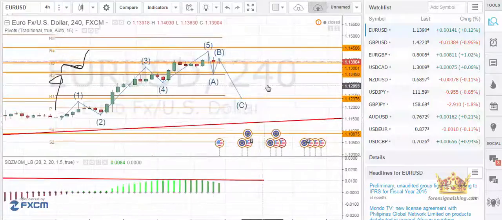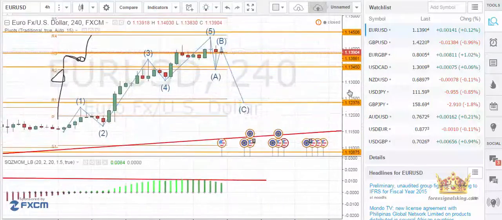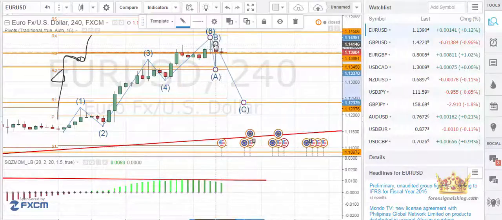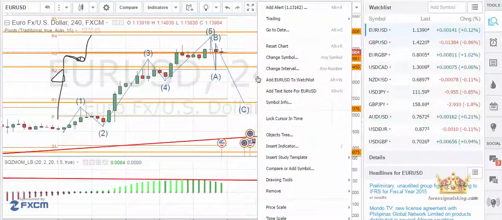I think there was some report about the non-farm. Yeah, after the non-farm report of the US dollar, it went all the way down. Then it tried to go up as the corrective waves of the Elliott waves. It went from A to B.